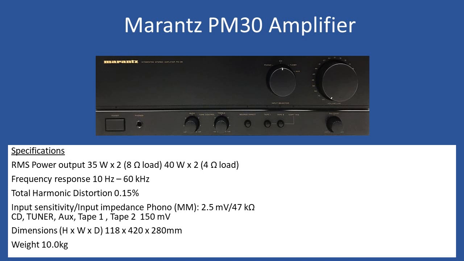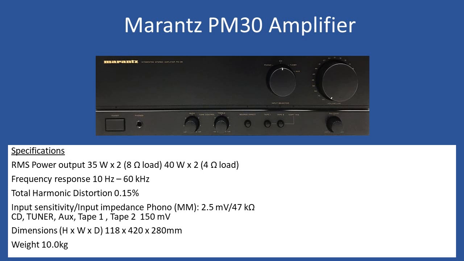And then for the CD input, you have tuner also, aux, tape 1 and tape 2. You're looking at an input signal of 150 millivolts. Dimensions: height 118 by width 420, and then depth, quite a deep amplifier this, 280 millimeters. And overall weight is coming in at 10 kilograms in total.